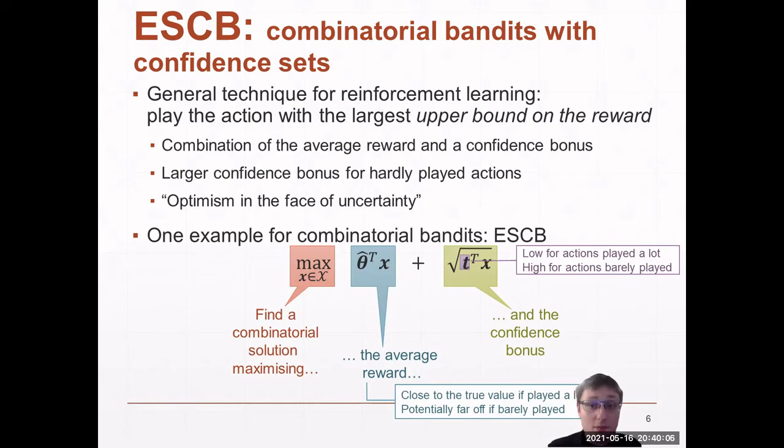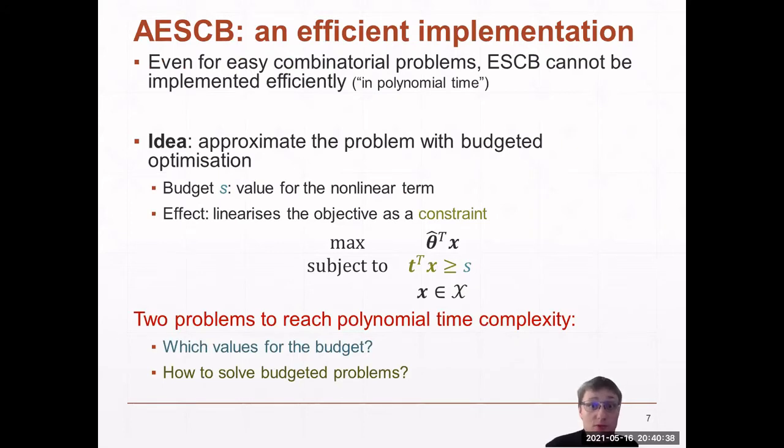When you apply this paradigm in combinatorial bandits, you can get to an algorithm such as ESCB, which is the following. At each round, you play a combinatorial solution that maximizes the sum of the average reward, here the term in blue, and of the confidence bonus, the green term. The computational problems come from the green term because this one is nonlinear, and that's really the source of all computational problems for ESCB. Our paper proposes an efficient implementation of ESCB that runs in polynomial time. And that's really the crux of our algorithm. We have a regret bound that's close to that of ESCB, but this one runs in polynomial time.